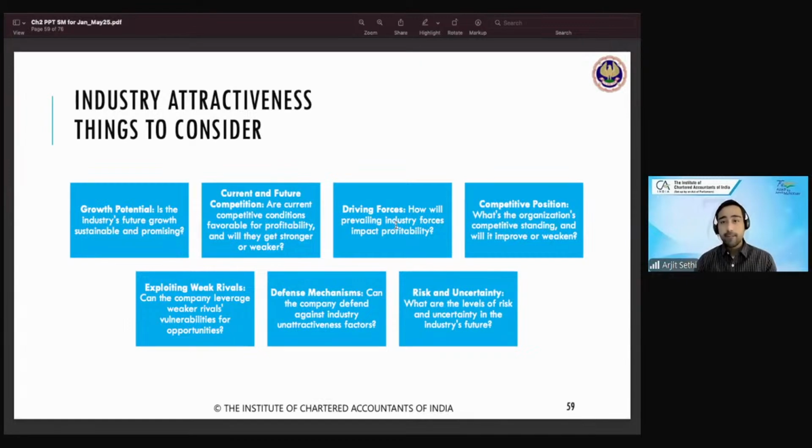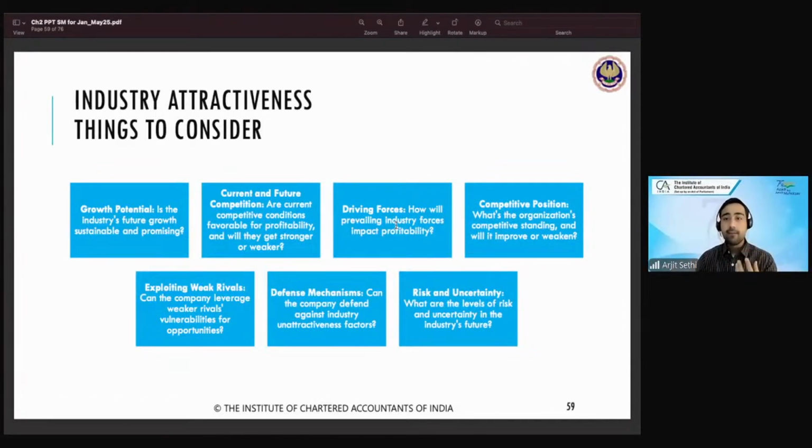Competitive position. What's the organization's competitive standing? Will it improve or weaken? Against competition, how well are you positioned? Are you better than the competition? Are you worse? Analyze that and then figure out if you're going to make money or not. For example, if somebody is just so much better than me, I would not even compete there. Okay, that's fair. You cannot compete with everyone. Somebody is gonna win forever above you. So you got to figure out what's my play area. So competitive position समझो अपनी and play there.